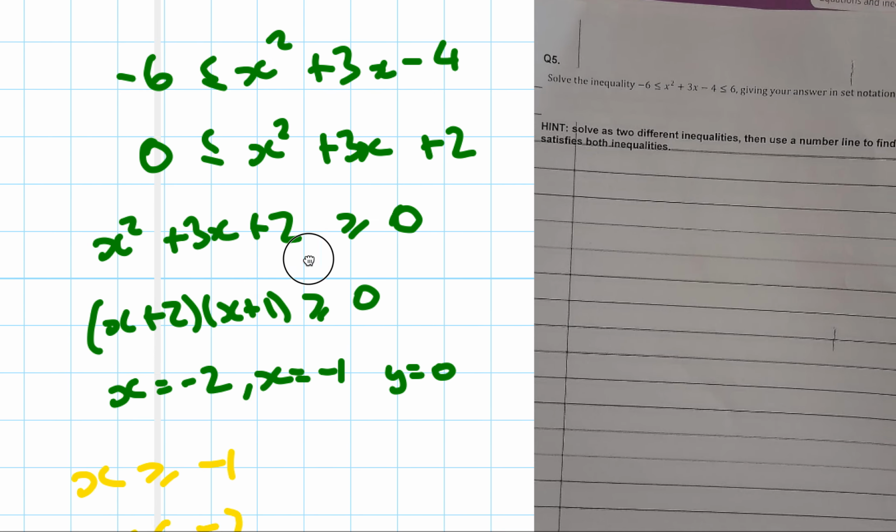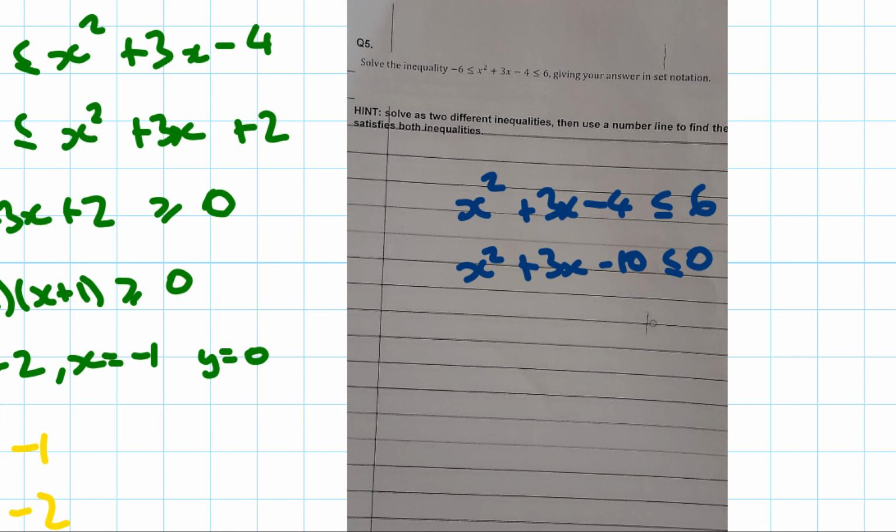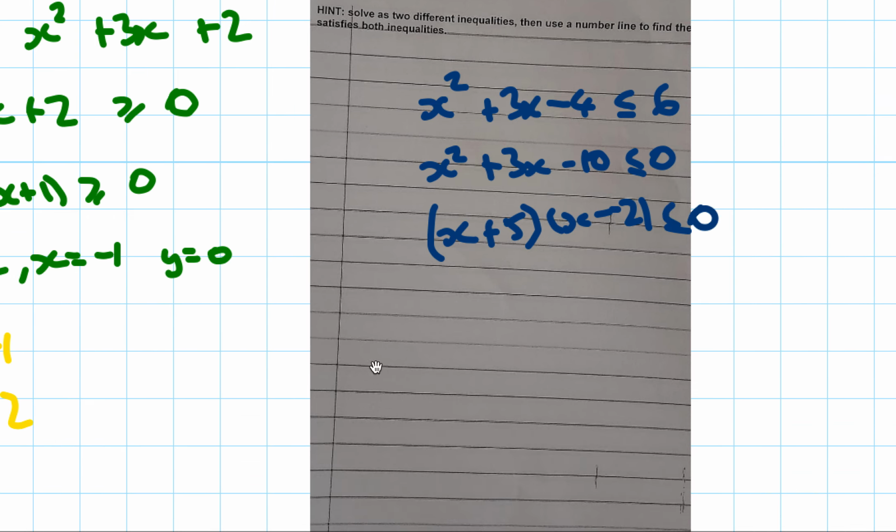So the next part is we're going to look at the other side, which is when x squared plus 3x minus 4 is less than or equal to 6. We're going to move the 6 over to the other side, so it's going to be x squared plus 3x minus 10 is less than or equal to 0. And then from here we're going to factorise this one, so this is going to be x plus 5, x minus 2 is less than or equal to 0. So when y equals 0, x is equal to minus 5 and 2.